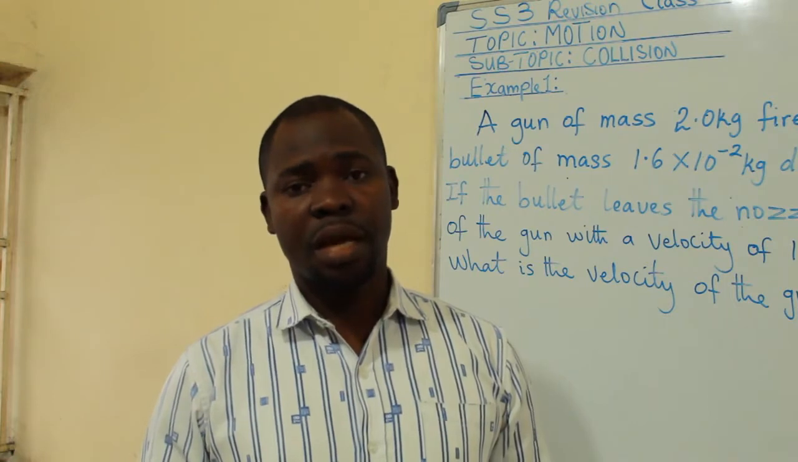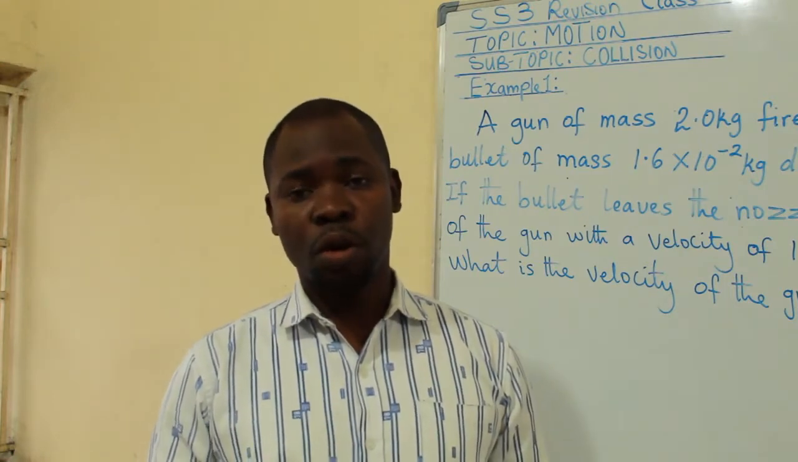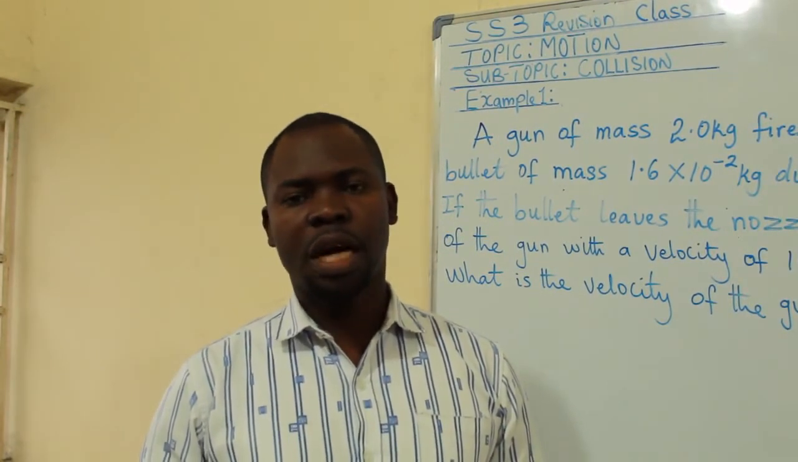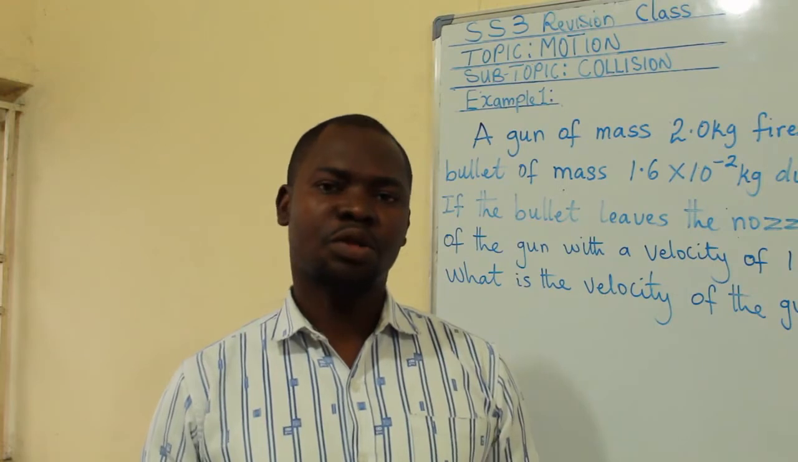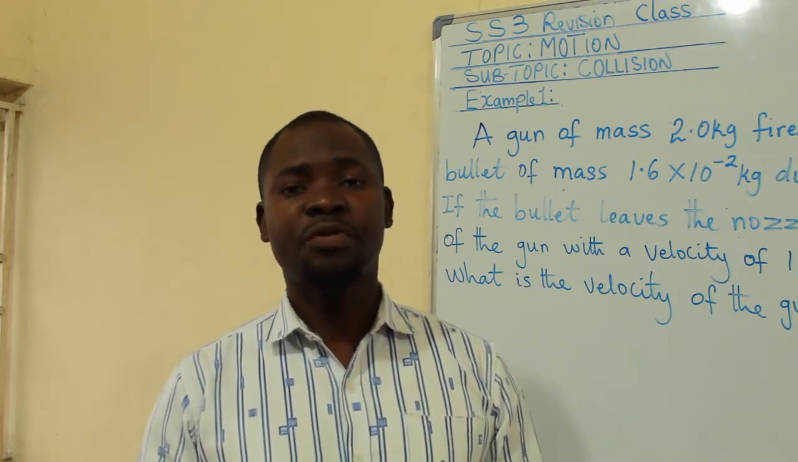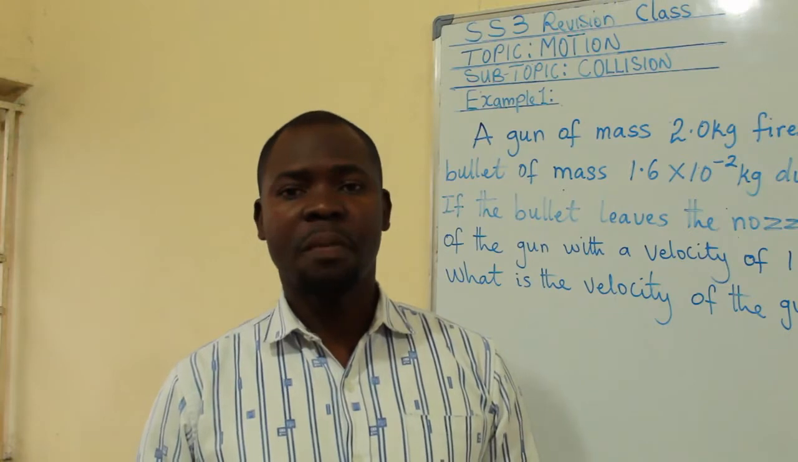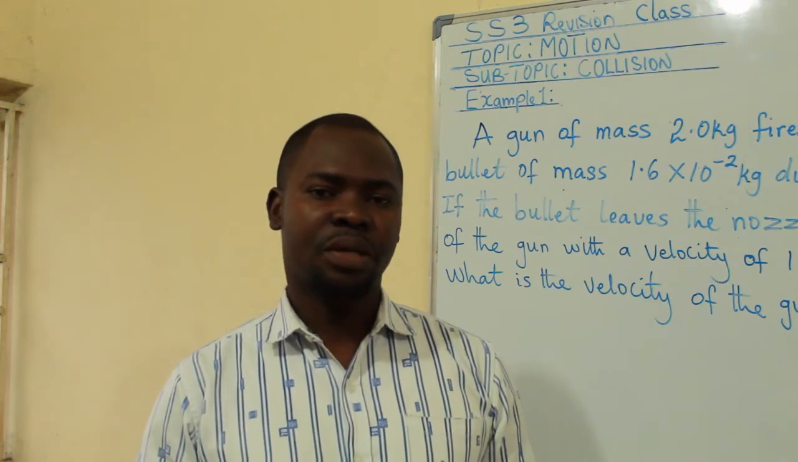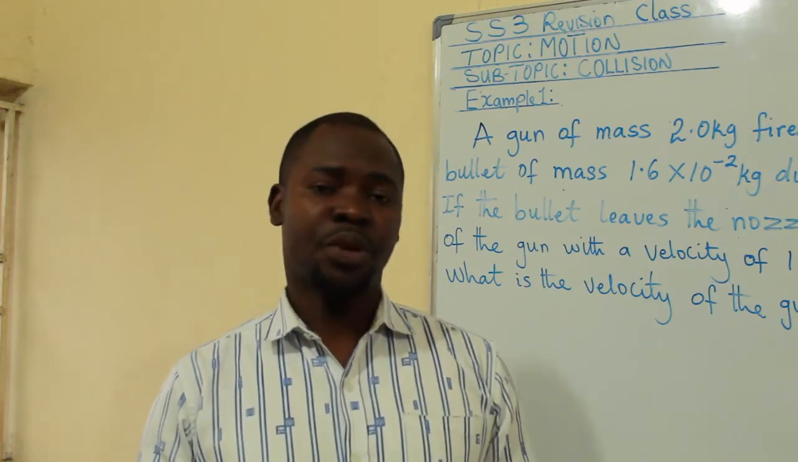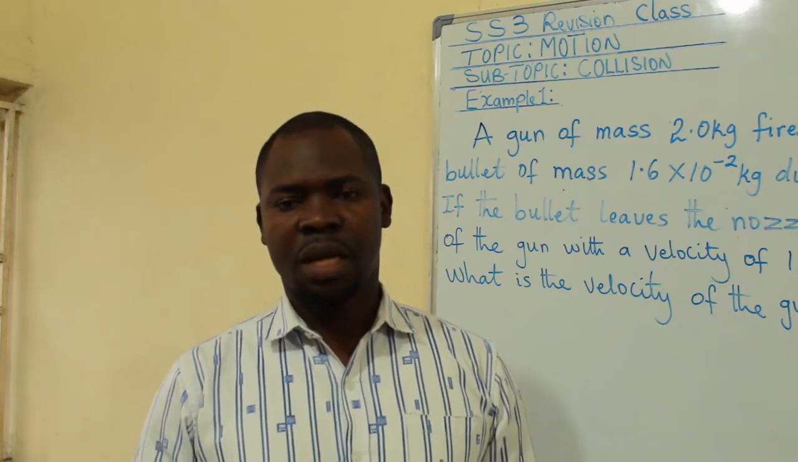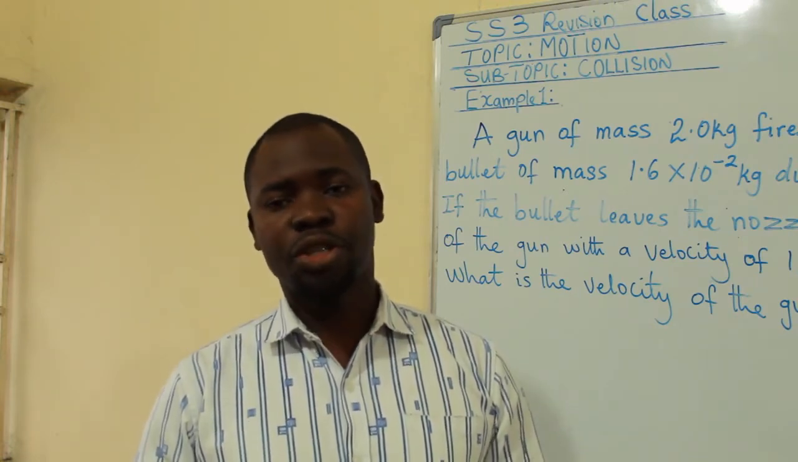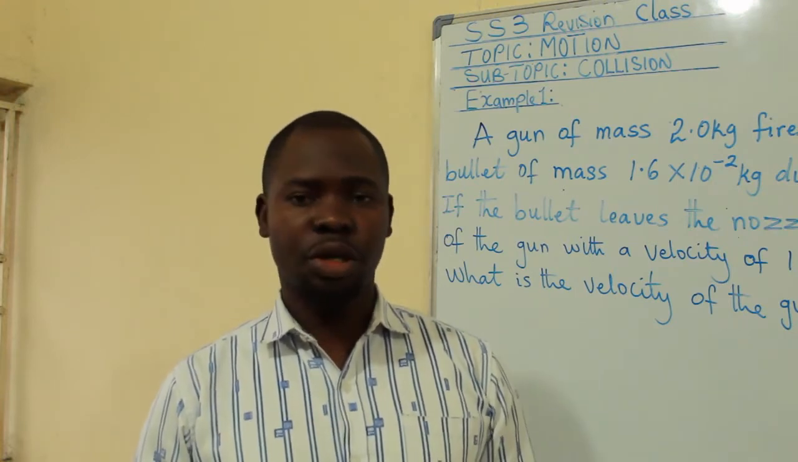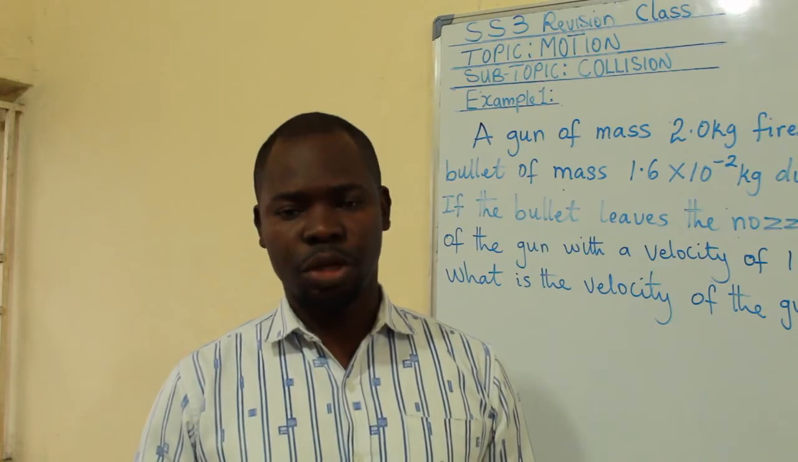Today we'll be looking at collision under the topic motion. Collision is when two bodies, either moving in the same direction or in different directions, collide together. When that happens, they could either move separately or move together. For collision we have two types: the elastic collision and the inelastic collision.